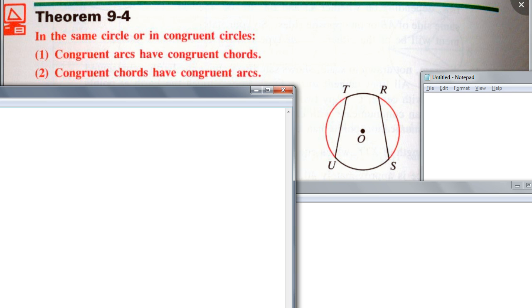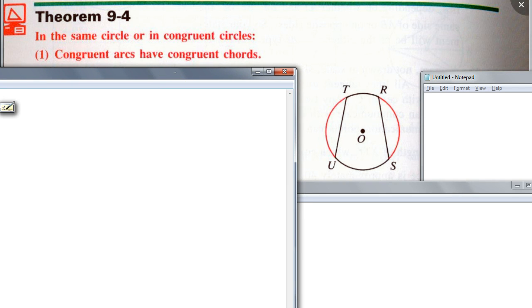And it's kind of obvious as to why this might be. How did you go about proving this? Let's look at the first one first. If we have congruent arcs, we have arc TU congruent to arc RS, what do we get? The chords, these segments, TU congruent to segment RS. How would you go about proving this? I want you to discuss this with your group. Go ahead, everybody. How would you go about proving this?